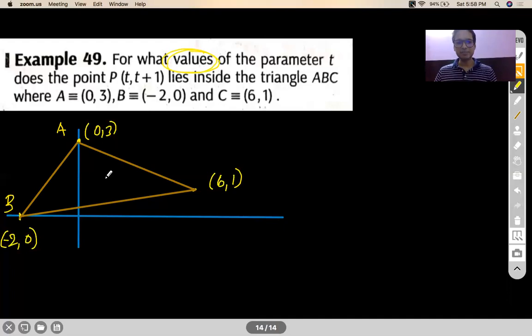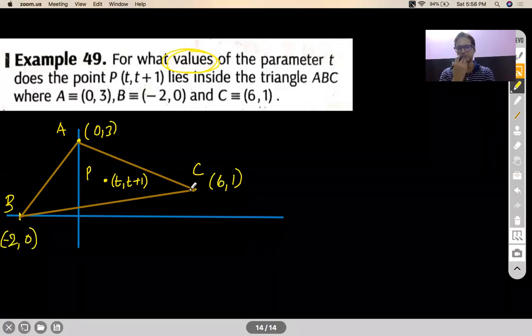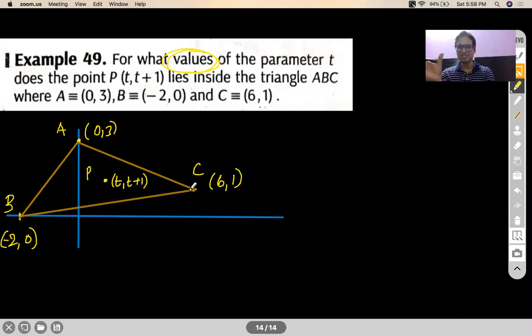So there is a point, let's say I call it P, t comma t plus 1. For what values of t will this point P lie inside this triangle? How would you solve this question? What is the algorithm first of all? In order to solve any question, we first need to get to the algorithm. What is the core principle, the methodology that I will adopt to solve the question? Formula comes later on. If you want to get a program running, you should first make an algorithm for it. Syntax will come later on.